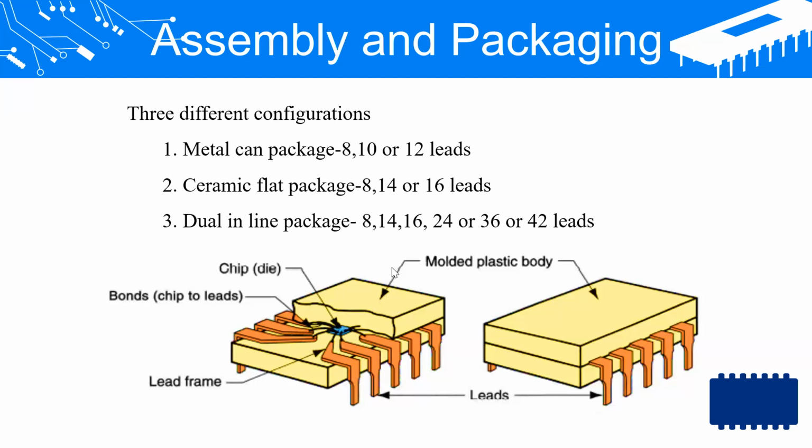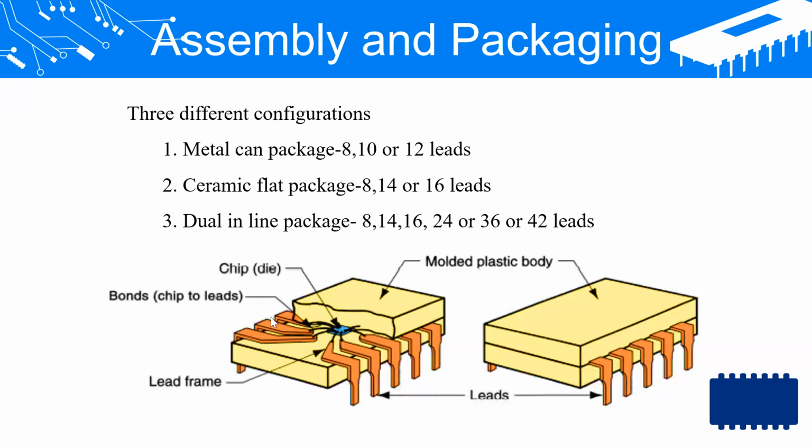Then each chip is assembled in a suitable package. So, like this, all the ICs in a wafer will be cut by using a diamond edge cutting tool, and we assemble all the ICs and pack them for the specific application. It's called assembly and packaging of ICs.